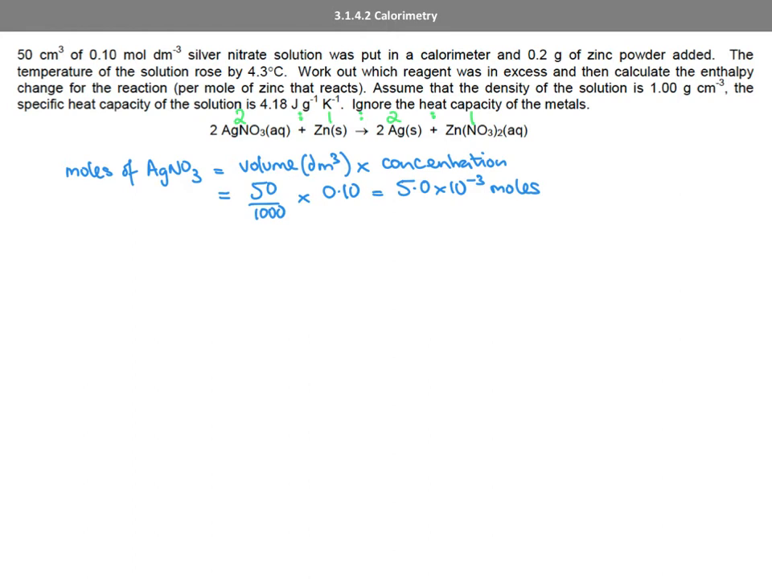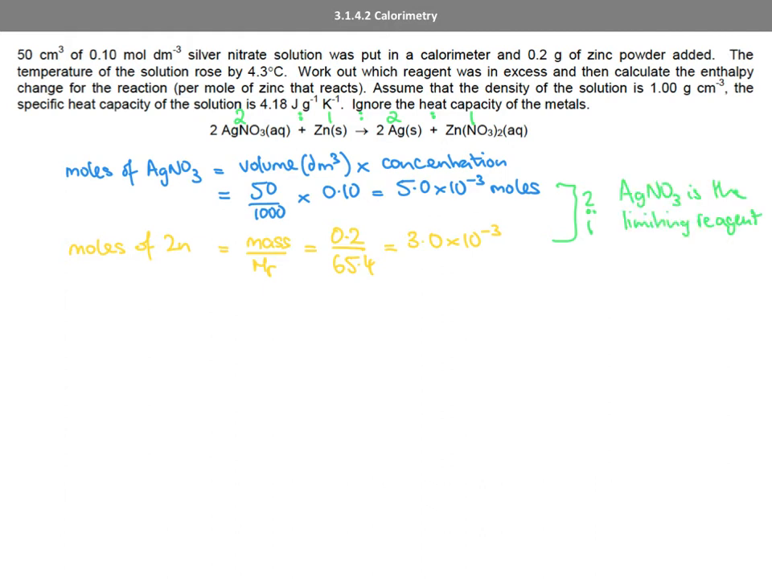Next, we're going to work out the number of moles of zinc. That's mass divided by Mr, which is 0.2 divided by 65.4, which is 3.0 times 10 to the minus 3. Now the molar ratio, according to the equation, should be 2 to 1. And we can see that we don't have double the moles of silver nitrate compared with zinc, so our limiting reactant is the silver nitrate, and the reagent in excess was the zinc.